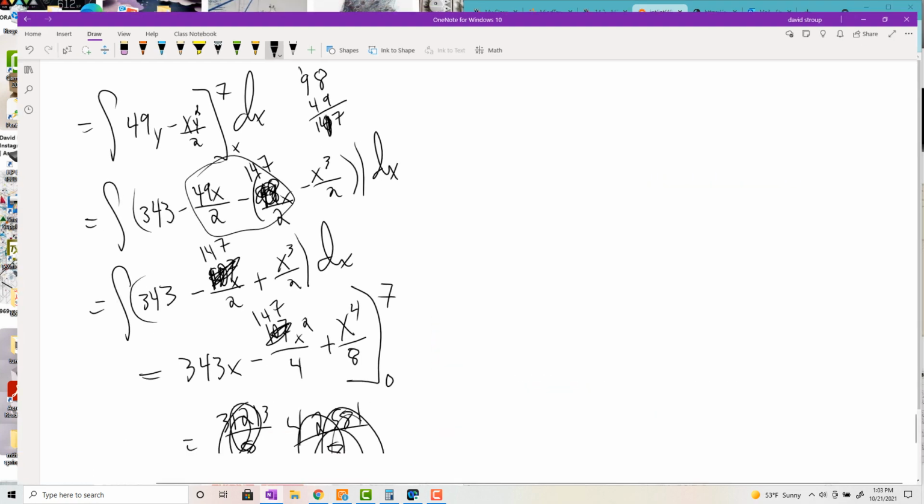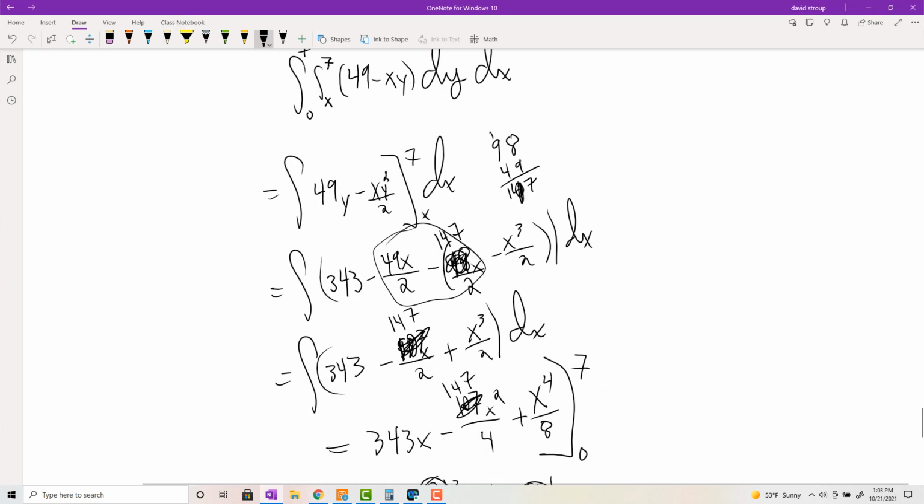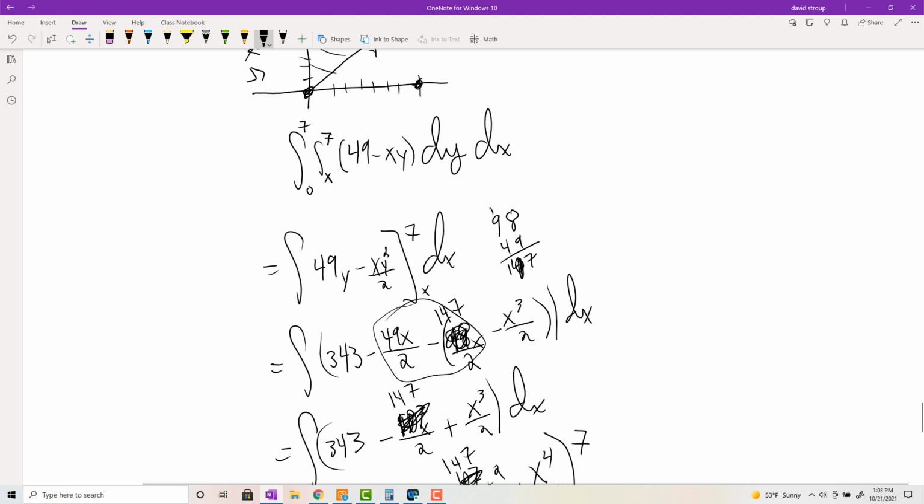So at least I know it's not just, you know, I'm doing it right, I just set it up wrong. So let me take another look. It's almost like I got to redo the integral. So I know this part's right.